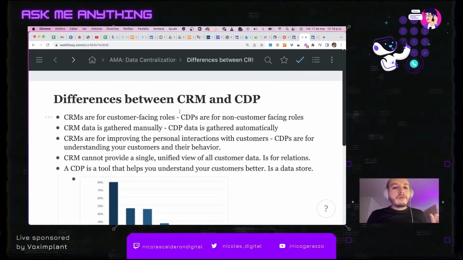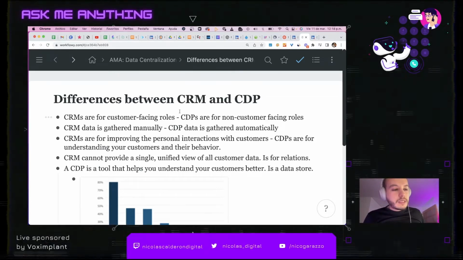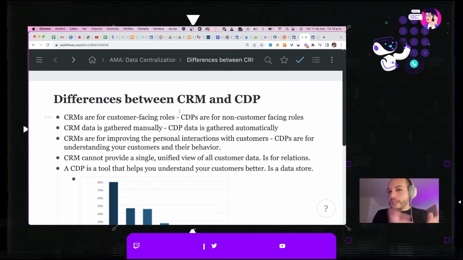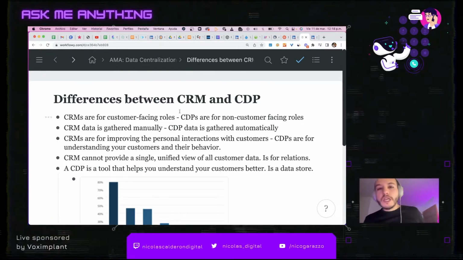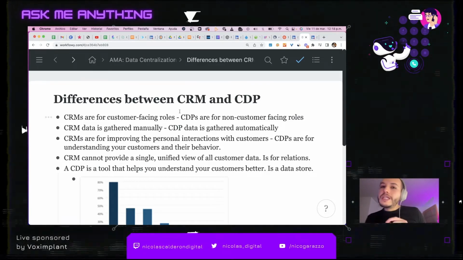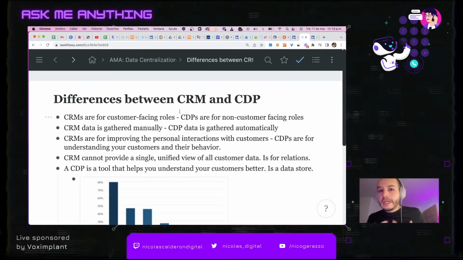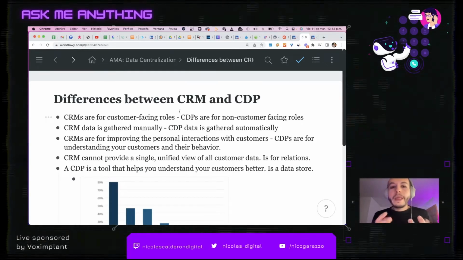But if I am just a support agent or the basic salesperson, I don't care about all that. I just need to sell. I need to check the conversations that this specific person had. I want to manage the relation with this person because I want to make this person feel special. That's why we have a CRM.